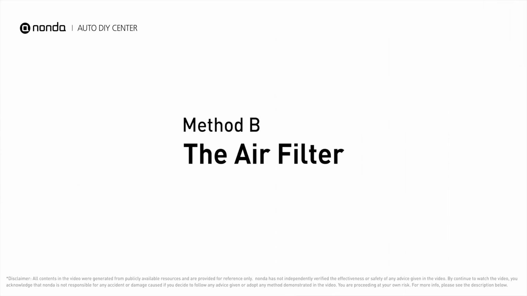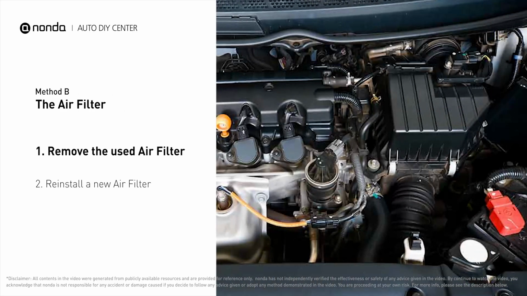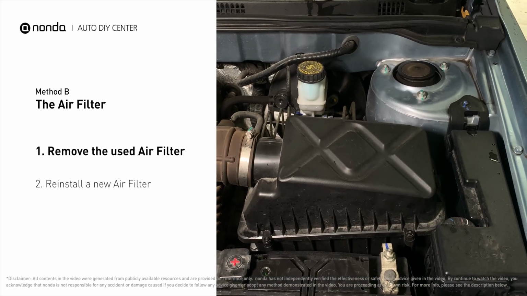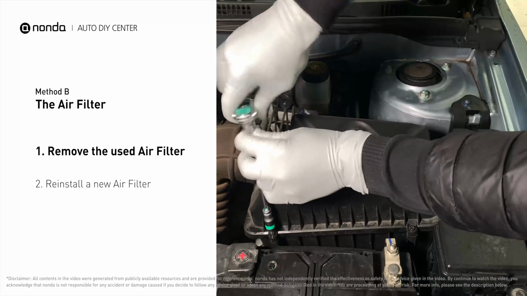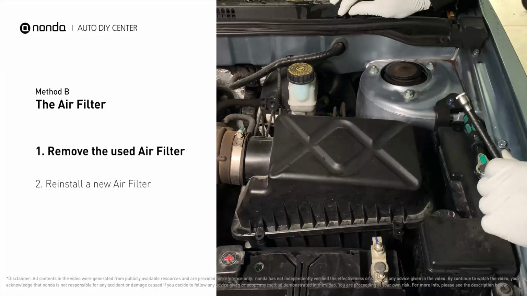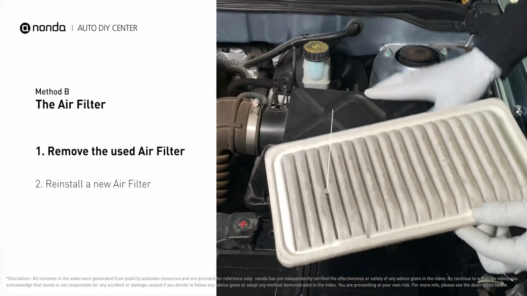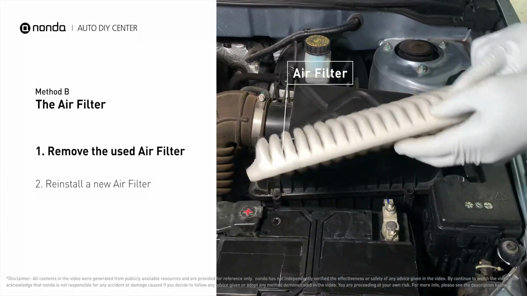Method B, the air filter. Locate the air filter housing. It usually looks like a black plastic box. Disengage the cover to expose the air filter. Be careful not to dislodge any hoses or stretch any wiring when you do this. Remove the old filter carefully. Pay attention to the orientation of the filter as it comes out of the housing.